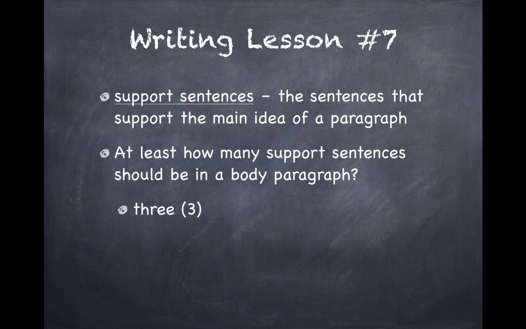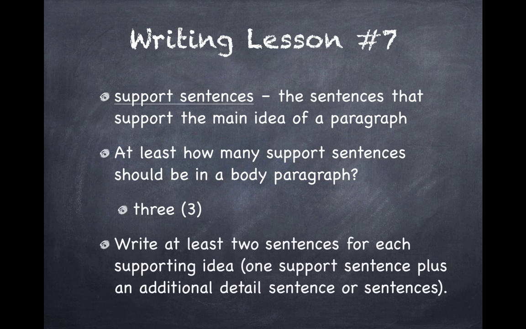Now again, could there be fewer? Could there be more? Potentially, but if you get any fewer, you're not going to be as detailed as you like. And if you get too many, then you might lose your reader's attention. So my suggestion when you're writing support sentences is to write at least 2 sentences for each of your supporting ideas. The easiest way to do that is to write 1 support sentence for each of your supporting ideas, and then to provide an additional detail sentence or sentences to fully develop the topic.